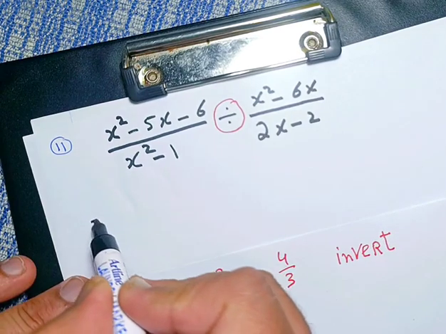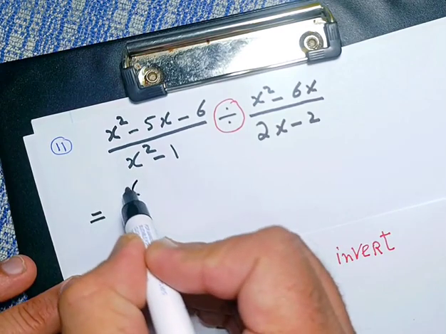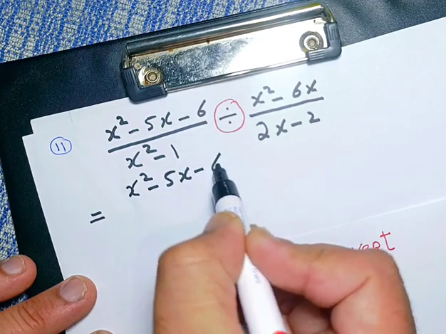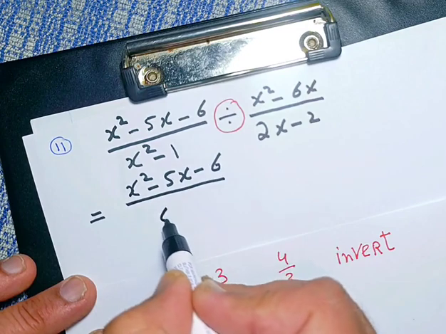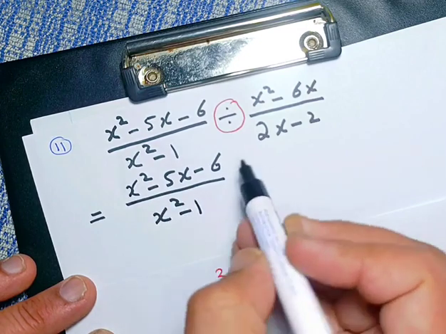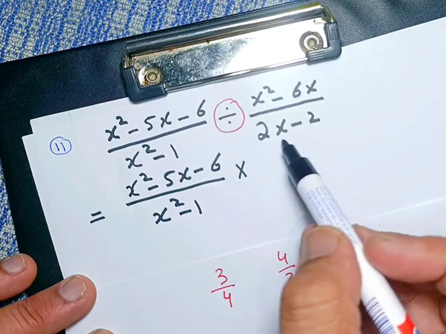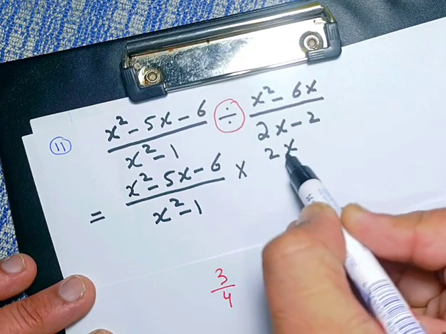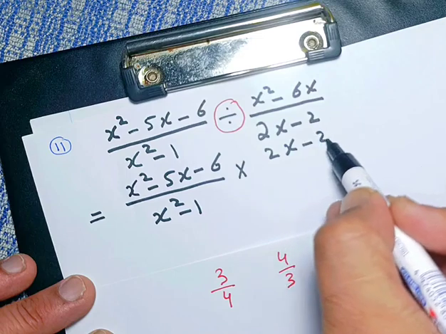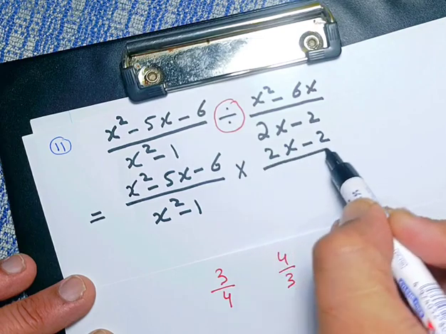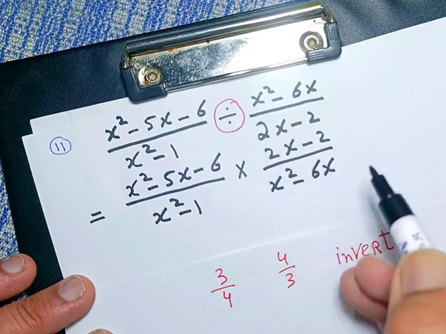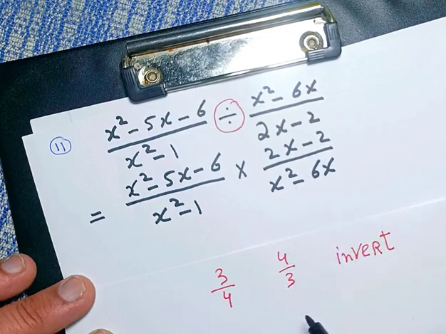Now, so first of all, I'm going to write just as is x squared, the first one, minus 5x minus 6 over x squared minus 1. Multiply. Now, the denominator becomes the numerator, and the numerator becomes the denominator. So the bottom will go top, and the top will come to the bottom. Now, this is the inverse. Now, factorize in order to simplify.